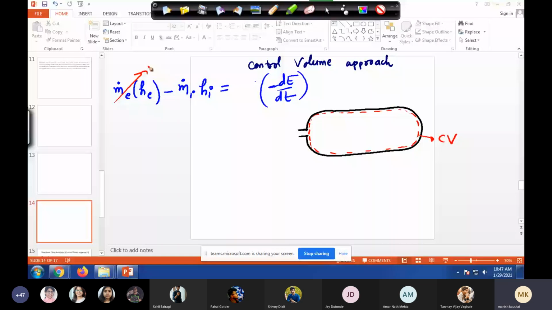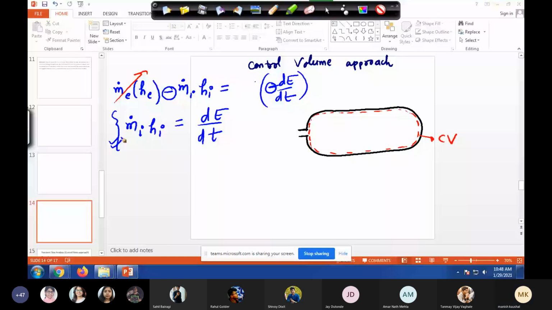Minus minus gets cancelled, this minus and this minus. So we are only left with m dot i h i is equal to dE by dt. That's all. From this control volume approach, we are getting this.